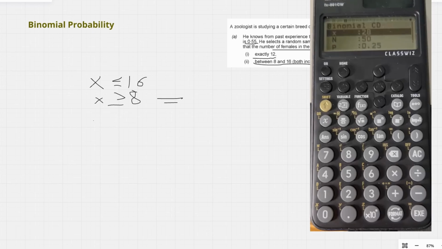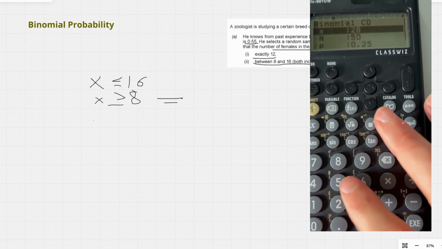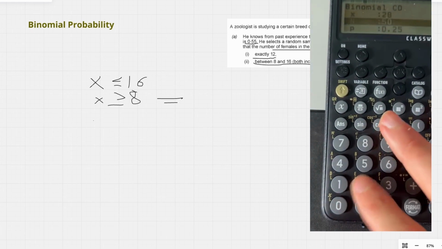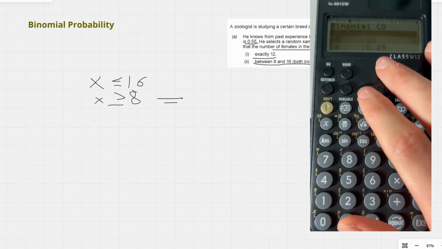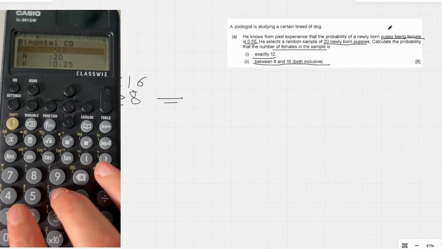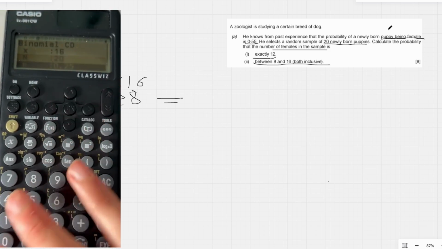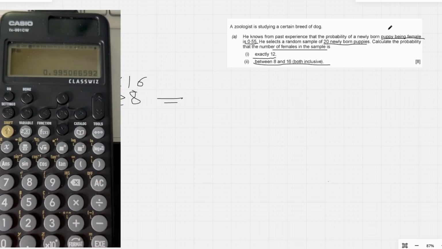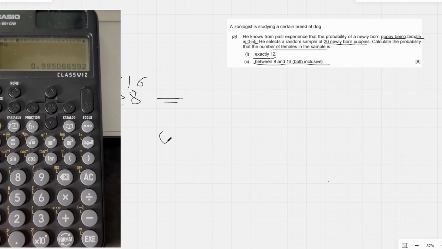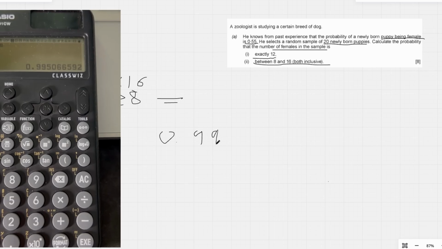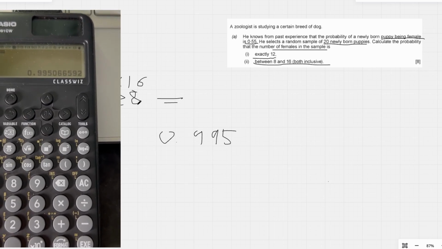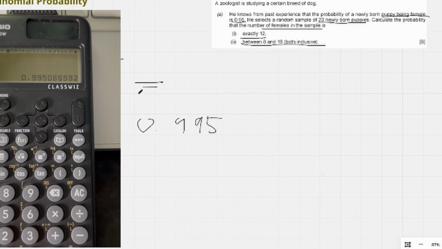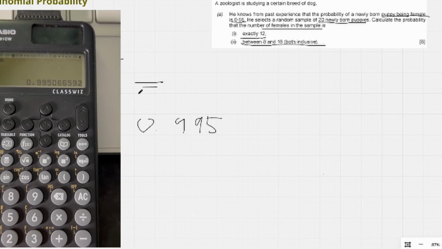So using binomial CD, we're going to input the numbers, n being 20, so just put 20 here, x being less than or equal to 16, so we're putting 16 here. The probability is 0.55, and this will give us an answer for x being less than or equal to 16, which is 0.995.